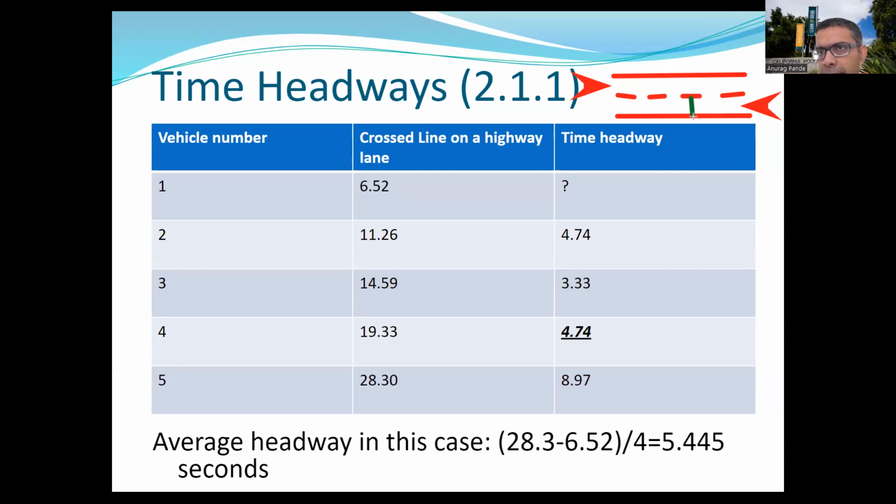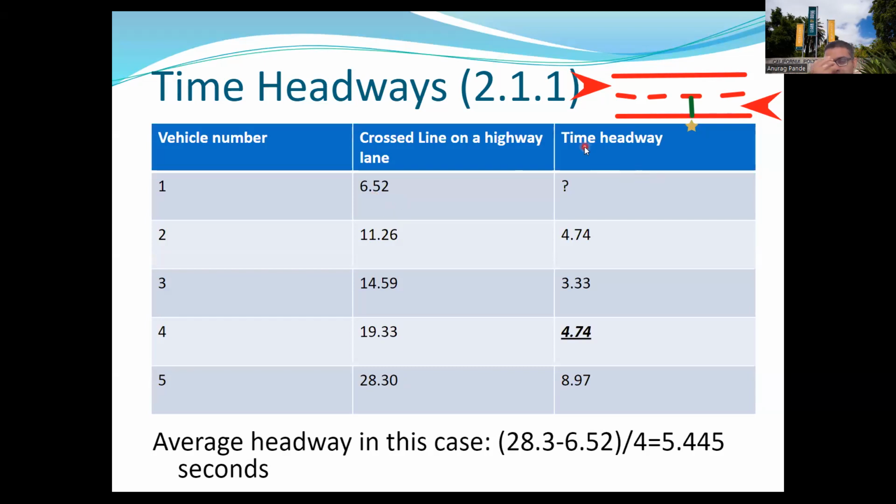if I draw a line here and stand at this point, I start to measure the time at which vehicle number 1 crosses the line. Say I have a stopwatch, and every time a vehicle passes through this line, I make a mark on my stopwatch and record the time at which it crossed. So the first vehicle crosses at 6.52.